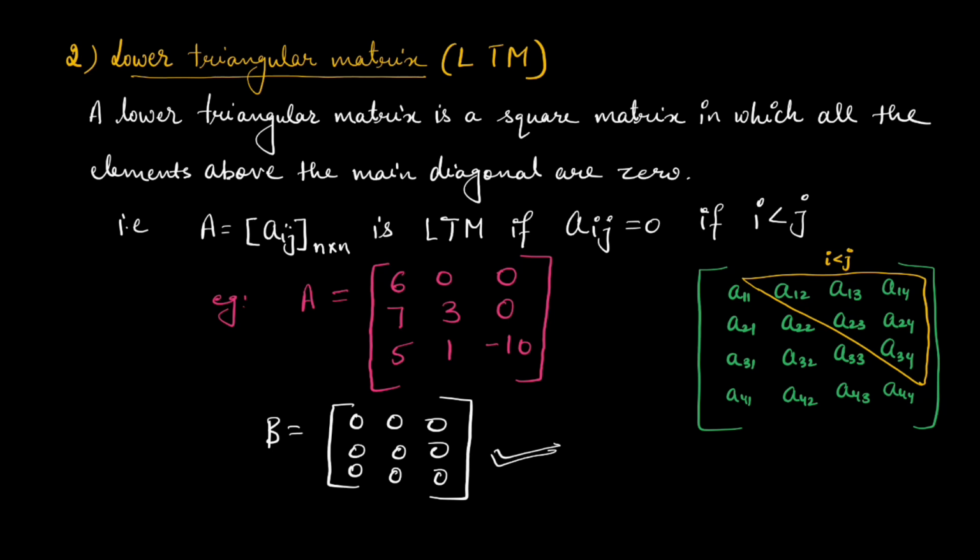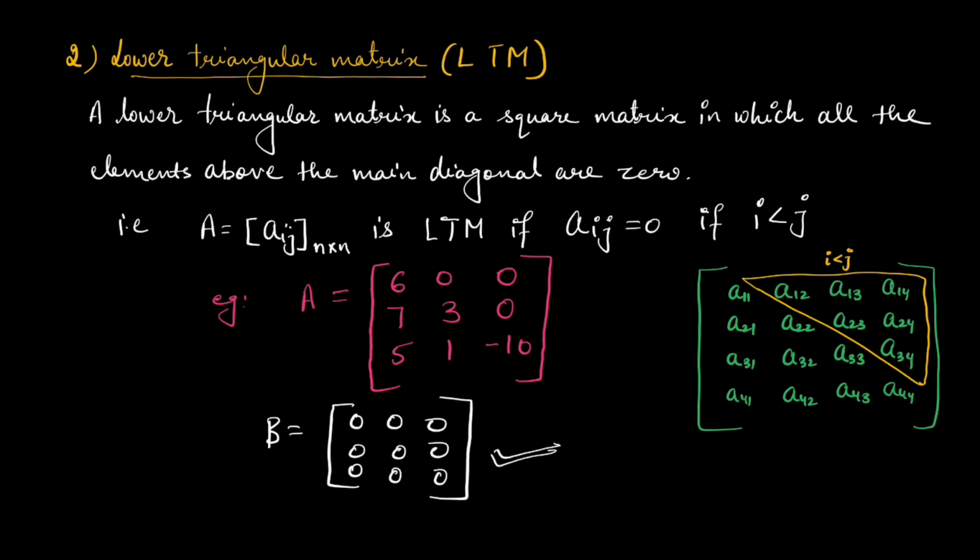Why? Because for upper triangular, the elements below the main diagonal must be 0. Are they 0? Yes, they are 0. So this is definitely one upper triangular matrix. And for lower triangular, if I ask, are the elements above the main diagonal 0? Yes, they are 0. So this also satisfies the condition for lower triangular. So one null matrix is upper triangular also and lower triangular matrix also.